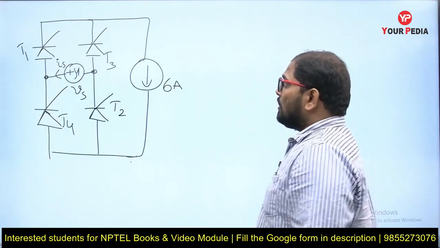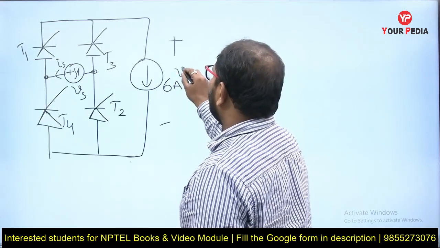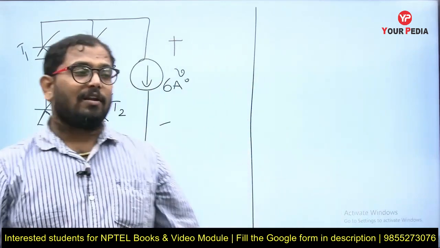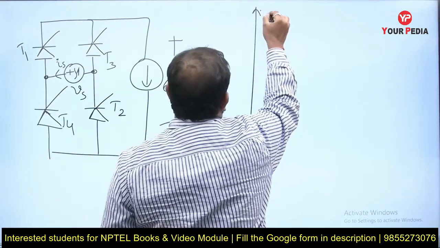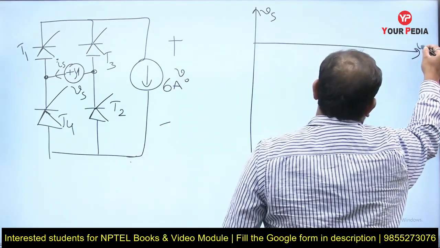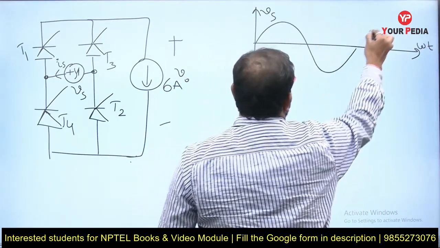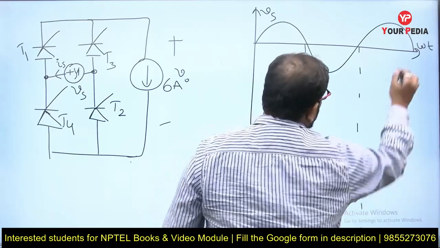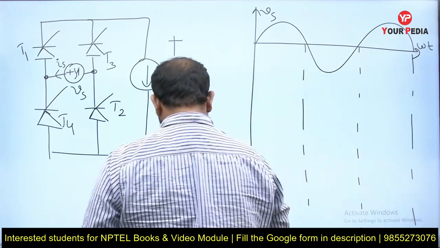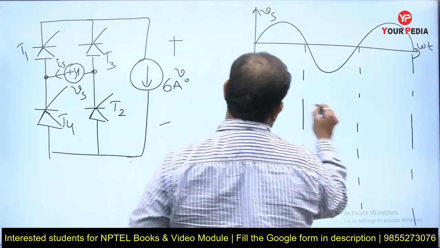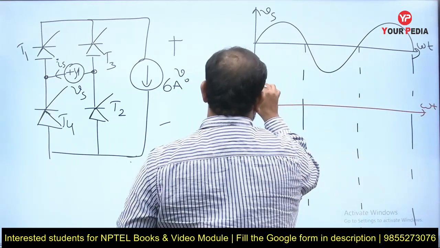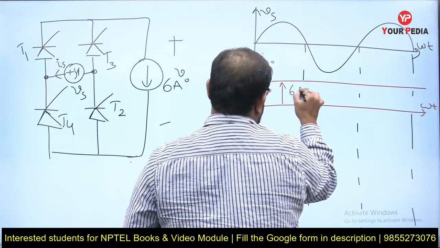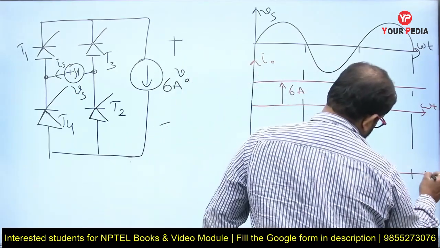There is no need to worry about the output voltage waveform. Here we need to focus only on two waveforms, because we already know them. One is the supply voltage, which is a sinusoidal voltage. The second known parameter from this circuit is the load current. This is the load current waveform. How much is it flowing? 6 amperes.